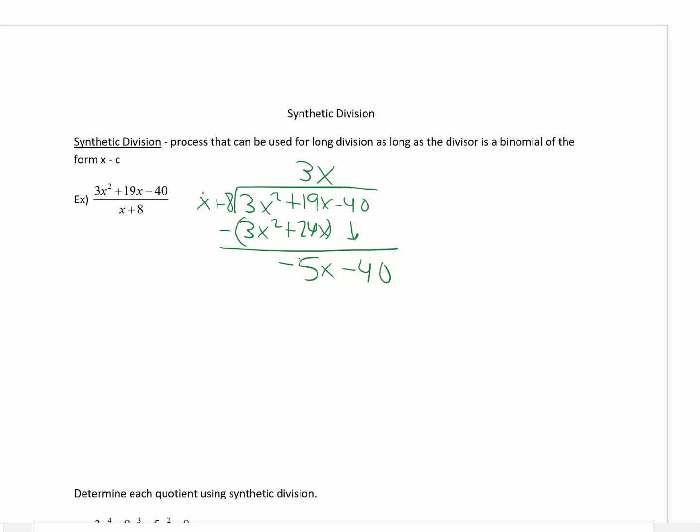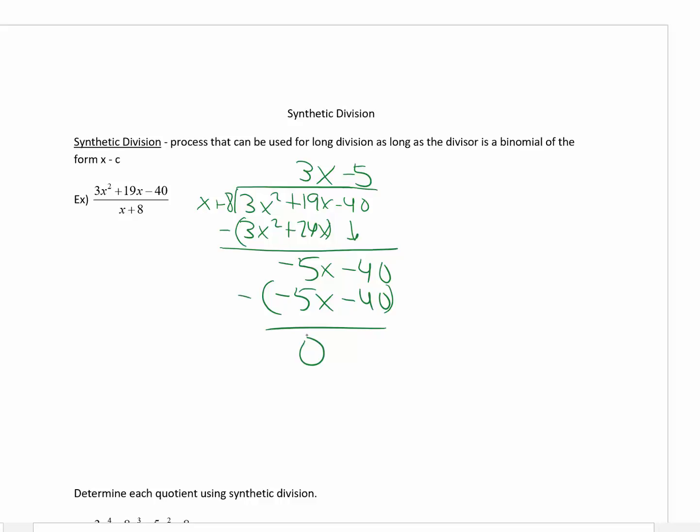Bring down the next term. So what do I multiply this x by to get negative 5x? Well, that's negative 5. So multiply. Negative 5 times x is negative 5x. And negative 5 times a positive 8 is negative 40. Subtract and you get 0.